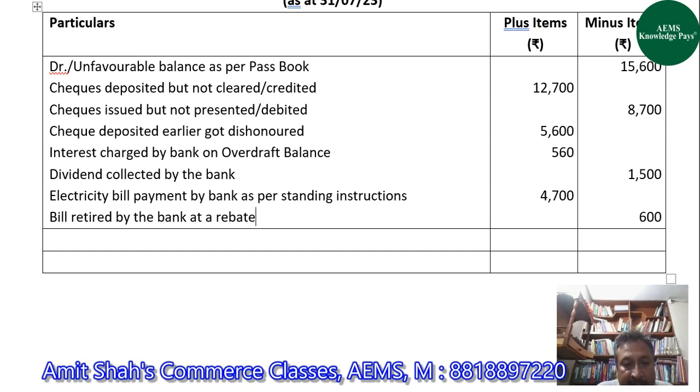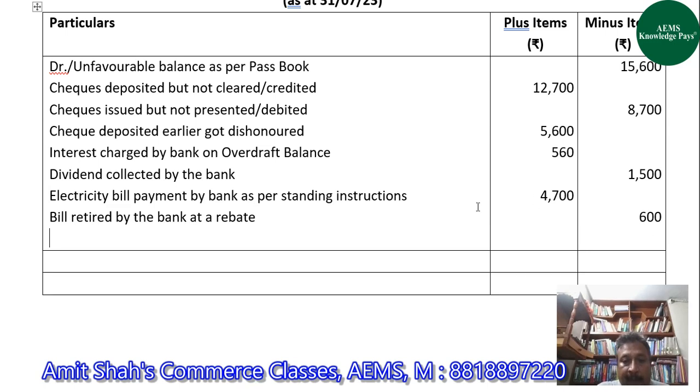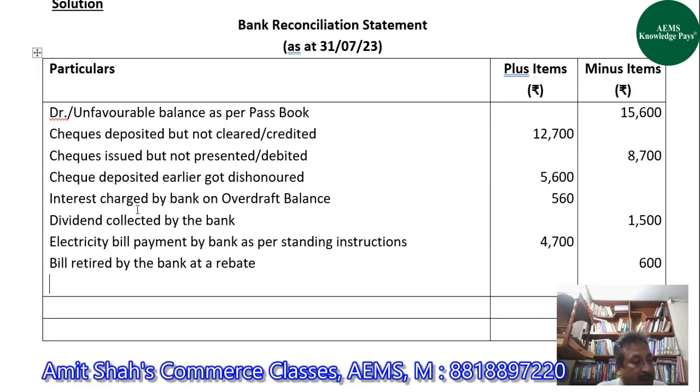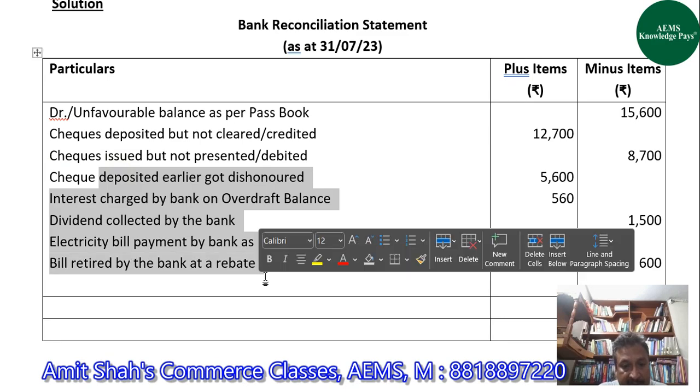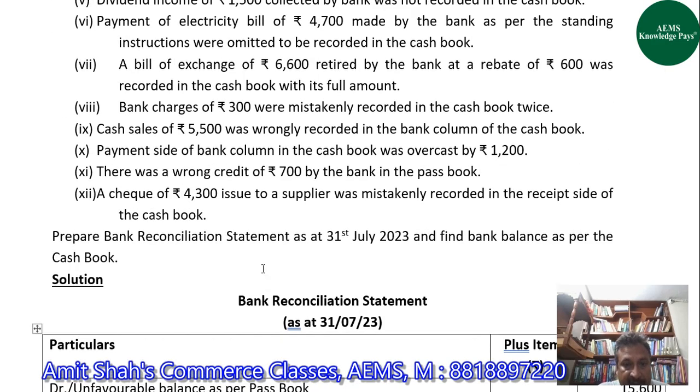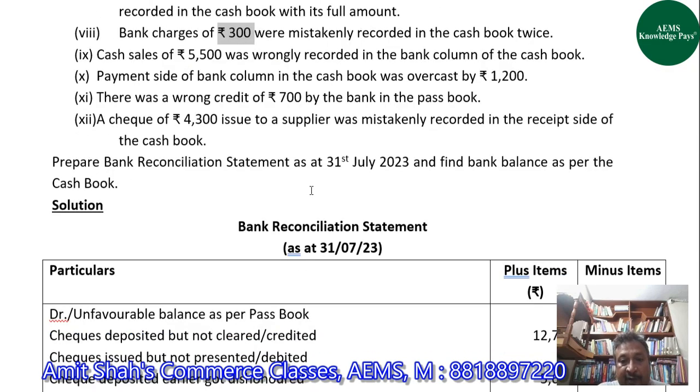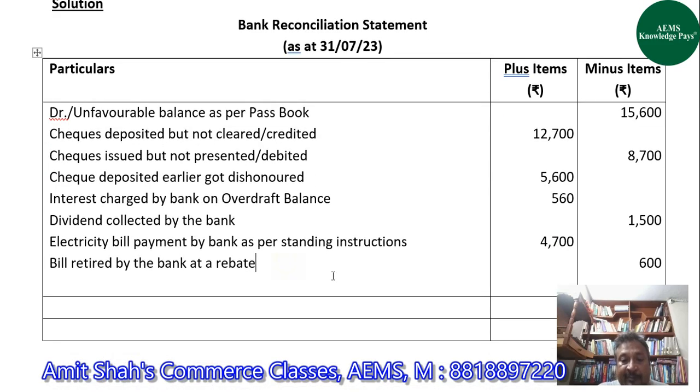Bill retired by the bank at a rebate. Right, guys? We do not need to write the full story here. This is enough. The next one is bank charges: rupees 300 were mistakenly recorded in the cash book twice. It should have been recorded only once, but it was recorded in our cash book twice. And because of this, our cash book balance is lesser by rupees 300 than the passbook balance.